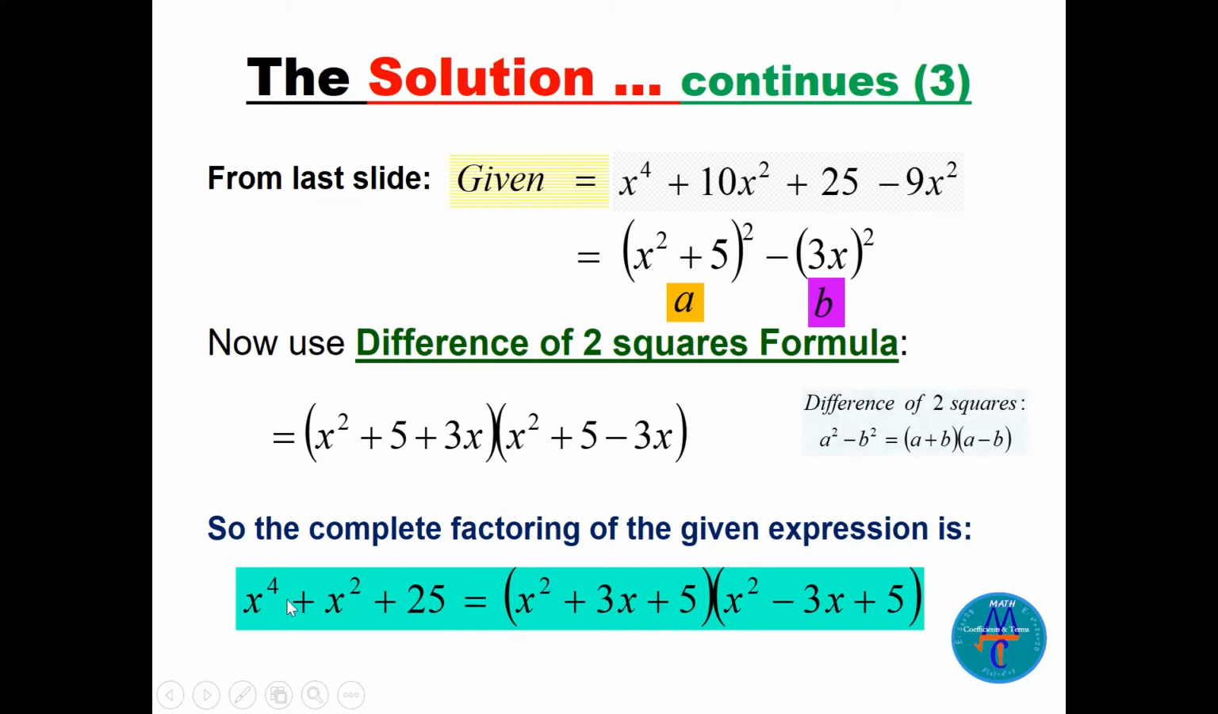x to the power 4 plus x squared plus 25. This is the given. We can write it as x squared plus 3x plus 5 times x squared minus 3x plus 5. You can try it if you like, multiply these, you will get this one.